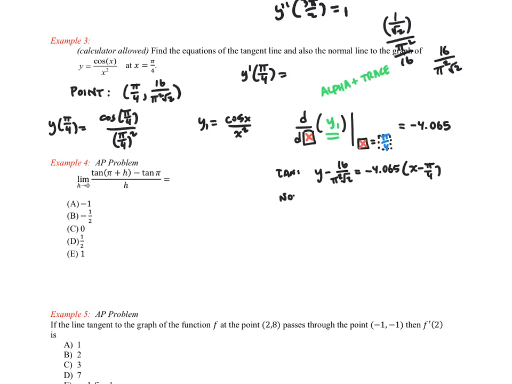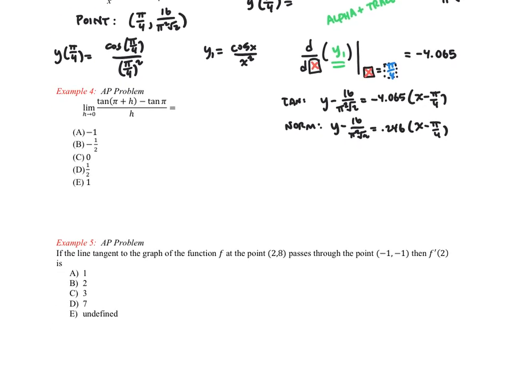All right, and the normal line will be y minus 16 over pi squared root 2, and I'm going to take 1 divided by my answer and make it the opposite sign. So I get 0.246 times x minus pi over 4. This value here that we came up with by hand, 16 over pi squared root 2, I'm assuming they would allow you to use your calculator since it's calculator allowed and have a decimal value there. So just a heads up.